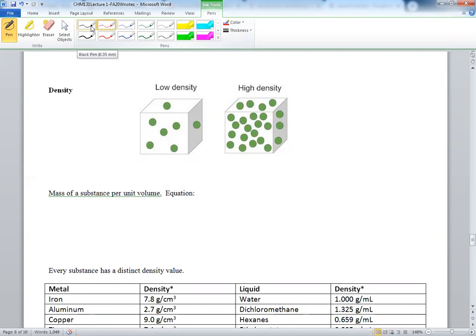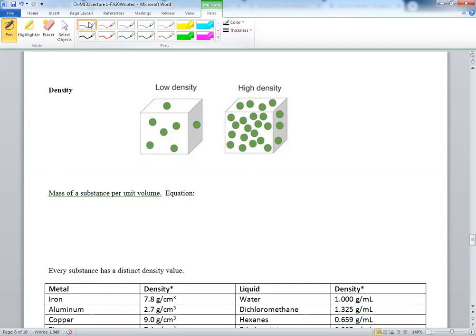What is density? Well, imagine you have two cubes here, and imagine you have particles in there or objects. Notice how this would be low density because you have fewer that occupy that same volume, that same amount of space, versus this one right here. You can think of it as a classroom as well.